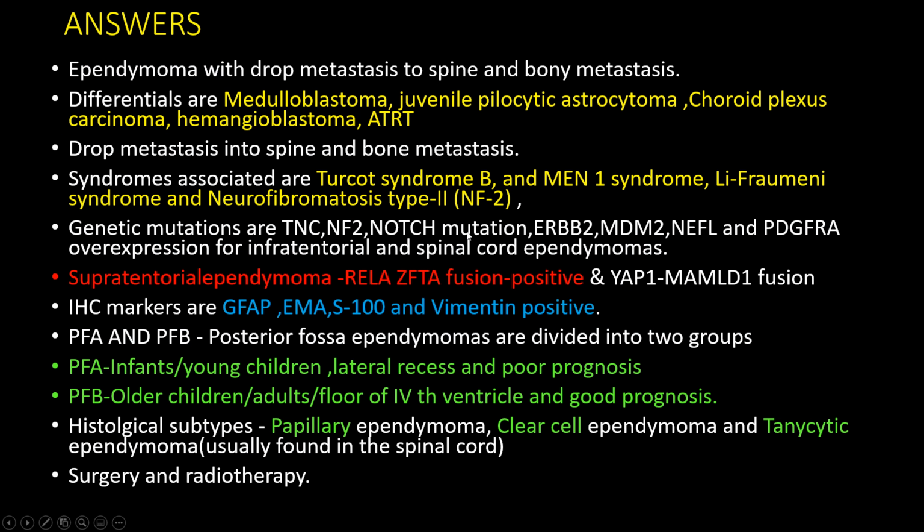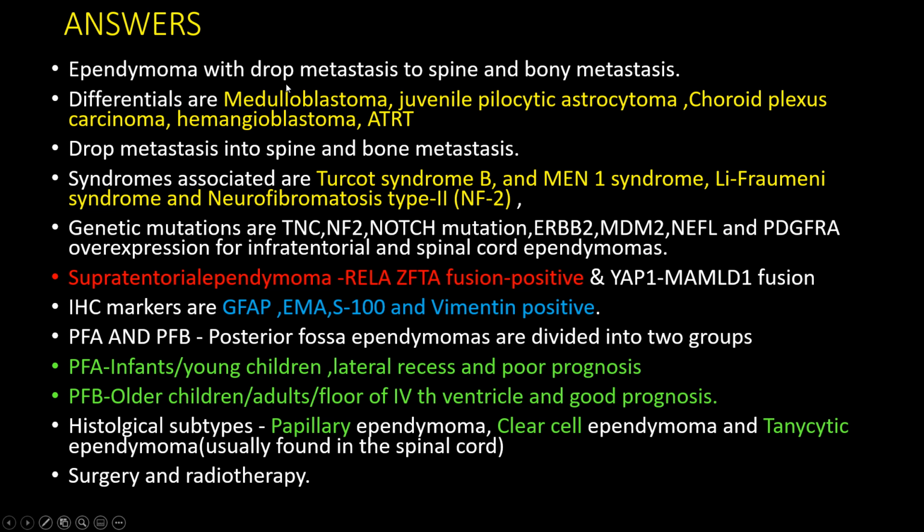So what is the most likely diagnosis of this case? We have seen a lesion arising from the floor of the fourth ventricle, showing cystic areas and a few areas of hemorrhage, and the lesion is extending from the fourth ventricle through the foramina of Magendie and Luschka into the foramen magnum and even the upper cervical spinal cord. So considering the characteristics, this lesion is most likely ependymoma.